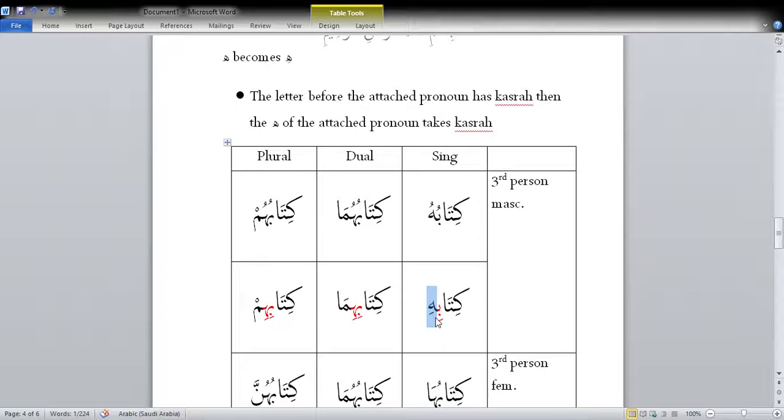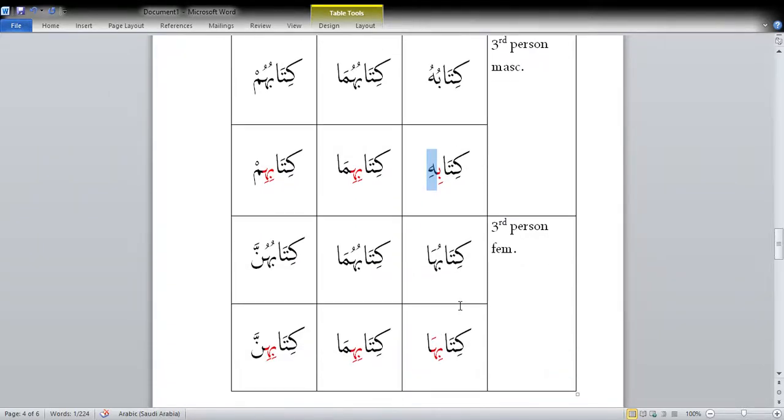And this only applies to the ha. You'll never see kitabikum. That doesn't happen. It's always going to be kitabukum, right? Only applies to the ha of an attached pronoun. So kitabihima, kitabihim, kitabuha. So for this one here, there's an actual exception. Since it's a ha with an alif, it will just stay the same. It won't turn into a kasra, right? So then you have kitabuhuma and kitabuhunna.